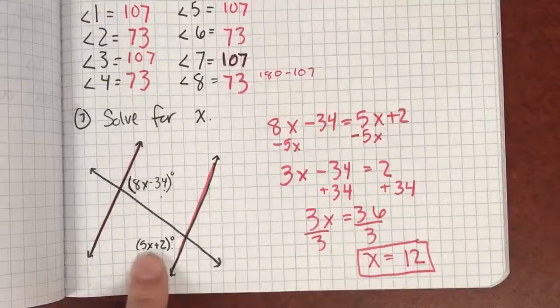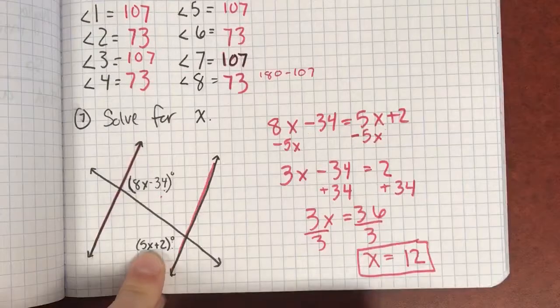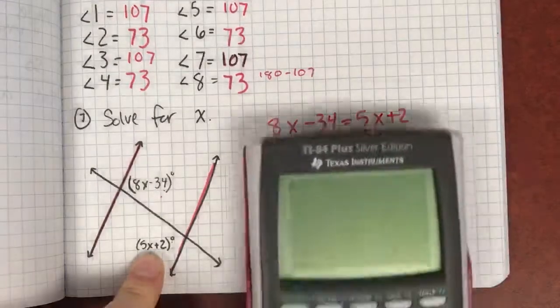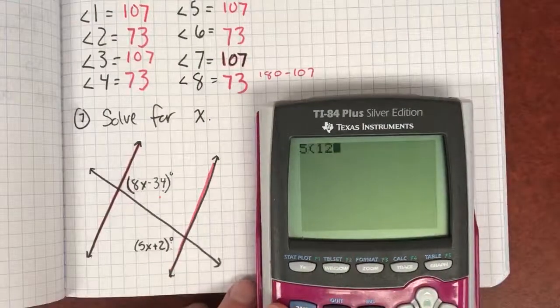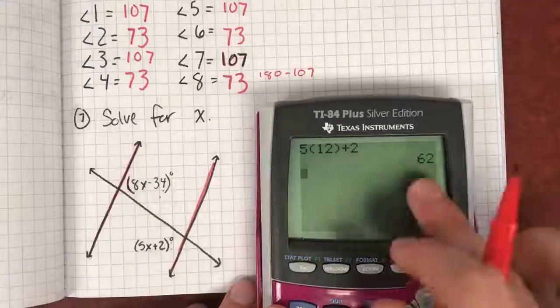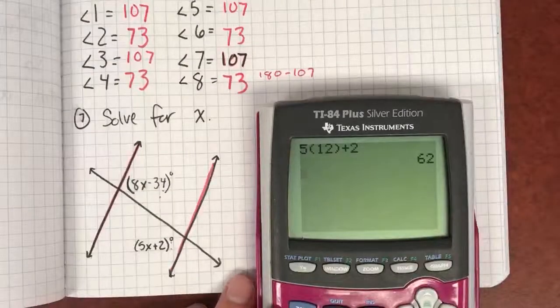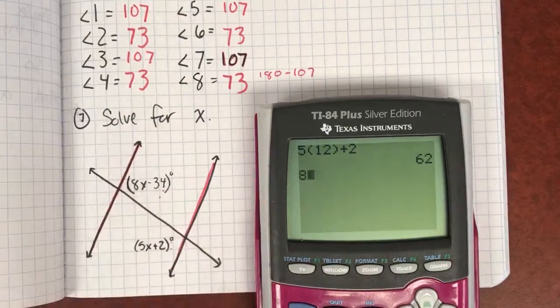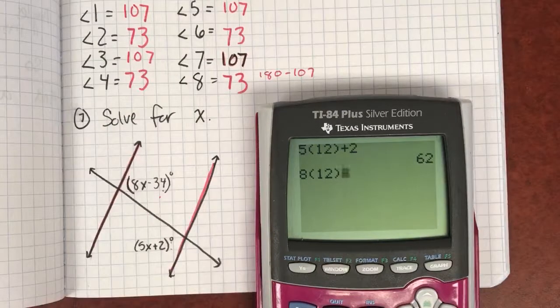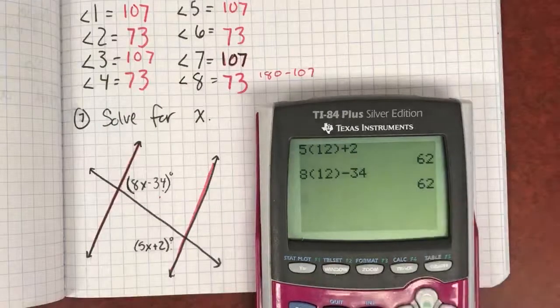Now, if we wanted to, we could actually find what that angle is. Since I know that x is 12, I can just plug in 12 for my x. So I can say 5 times 12 plus 2, and it's 62. Now we should get the same answer over here if I plugged it in. 8 times 12 minus 34, and I get 62.